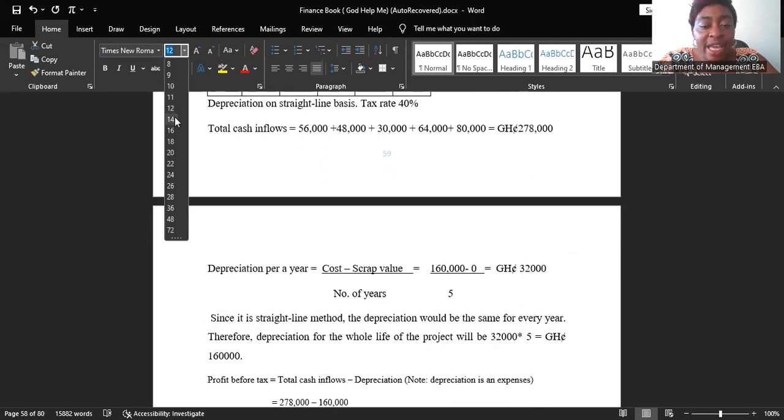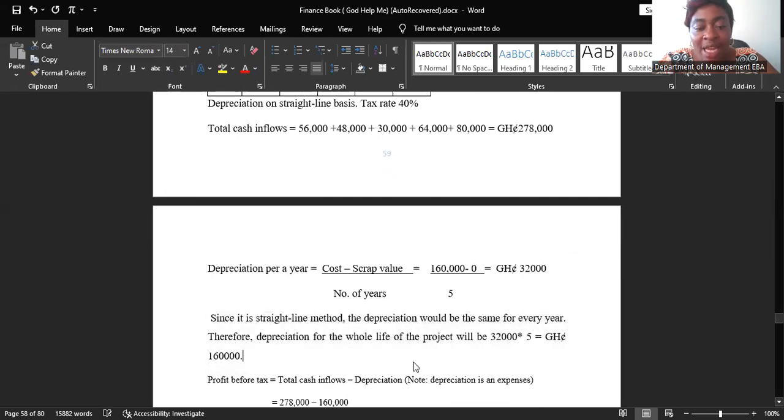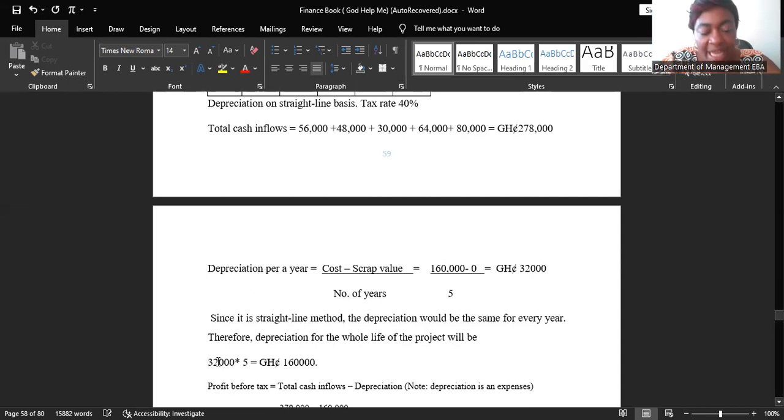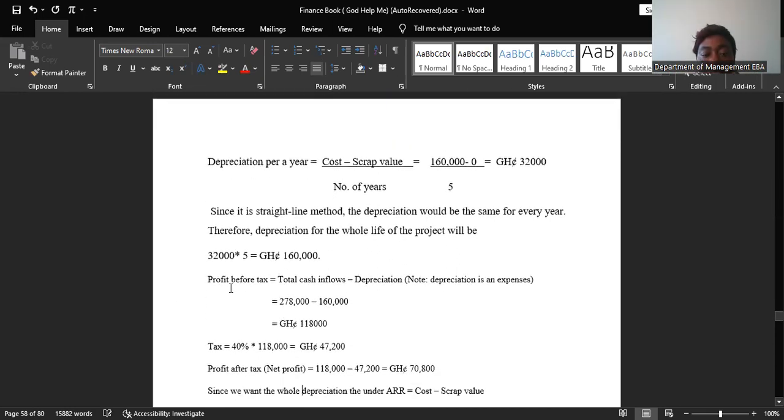But this depreciation is for a year. It's for a year. So at the end of the day, you see we divided by 5, so it's for a year. So we have to multiply it by 5, but the cash flows we have here is the whole 5 years. So we multiply the 32,000, the depreciation per year, by 5 to get the depreciation for the whole 5 years. Then we come and deduct it from the total cash flow.